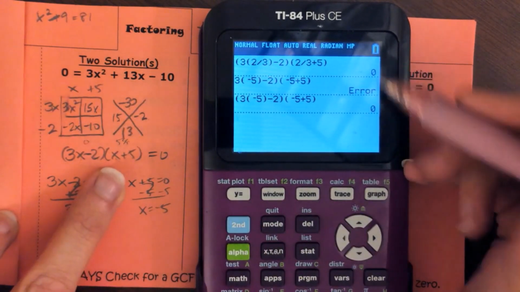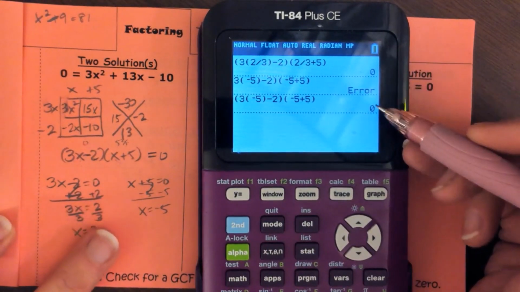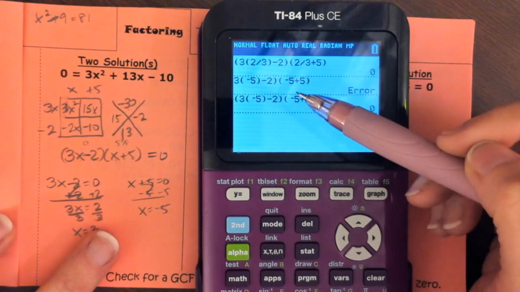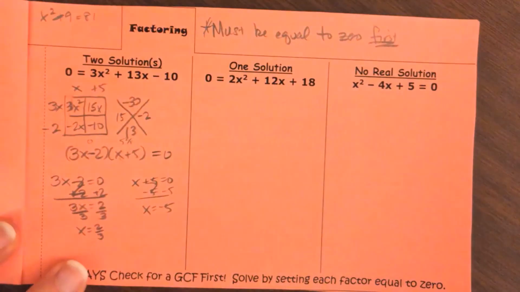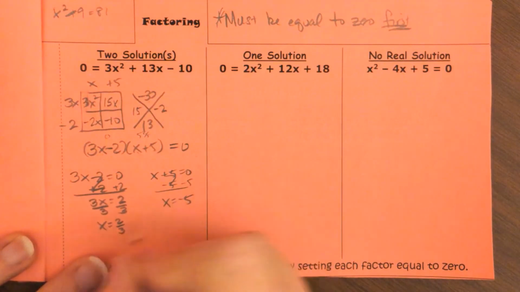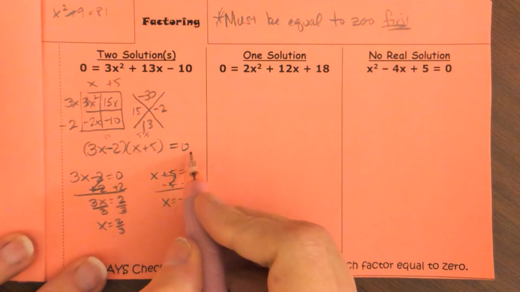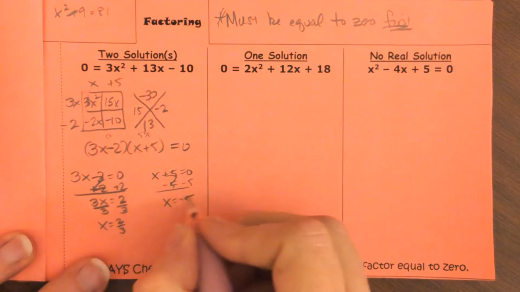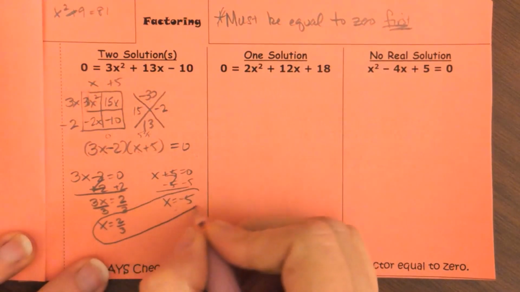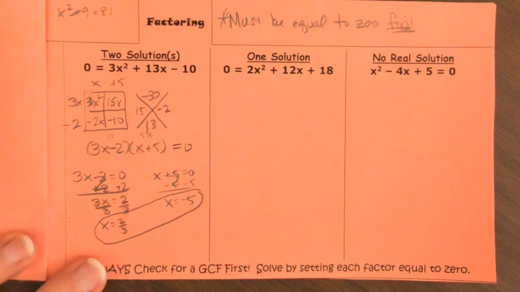Now I get 0 for both of these. So since I get 0 for both of these, both of these values make my equation true. That means my two x values that make y 0 are 2/3 and -5.